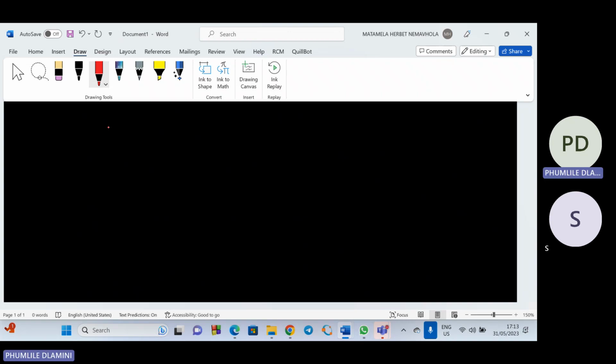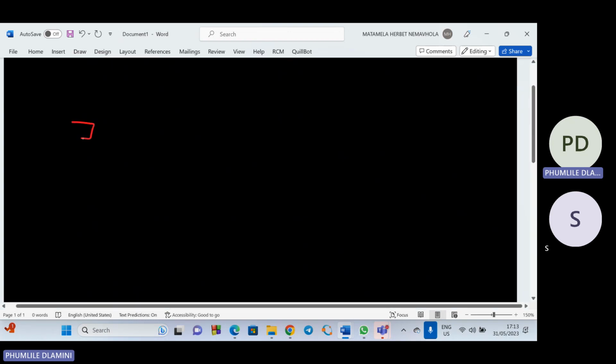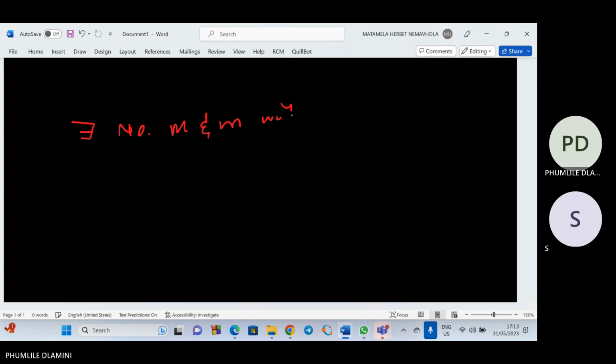Now we're going to talk about something that is not really a definition. There also exists a number m and a number n, with m greater than or equal to f of x.